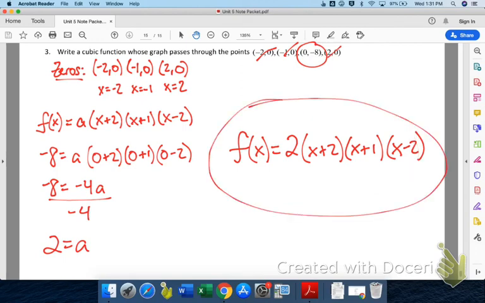So again, what you're going to do here is identify the zeros, turn them into factors, take the point that's not a 0, plug it in so you can find the a value, and then write the equation with the a value and the factors that you already established. That's how you write a polynomial function, given zeros and another point, to find the missing a value.